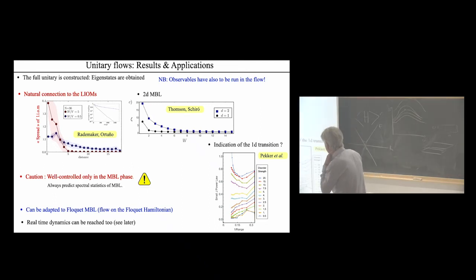And you can try to do some nice physics and so on. So one point, once again, it's well controlled only in the MBL phase. And if you look at the spectral statistics that you obtain in the end, it's always MBL, so you don't really know. It will not work in the thermal phase, but you don't always see why. All right.